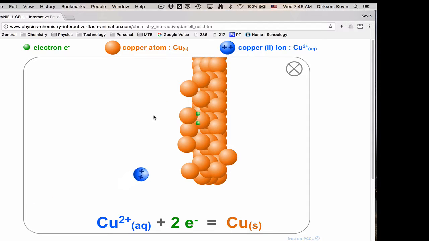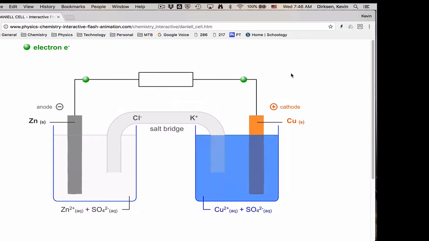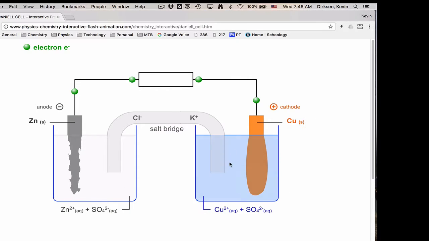Over time, we are building more copper onto our cathode over here, which is gaining these electrons, and we are getting more copper on here. So on this side of the voltaic cell, we have reduction. Copper ions gain 2 electrons to become solid. We have oxidation going on over here and reduction going on over here, and that's how the electrons flow.